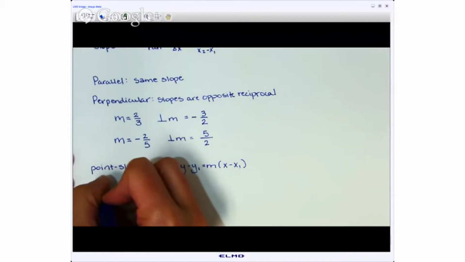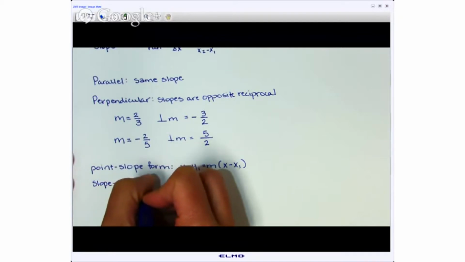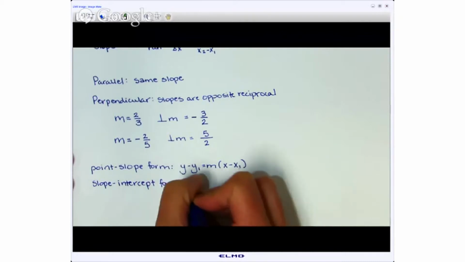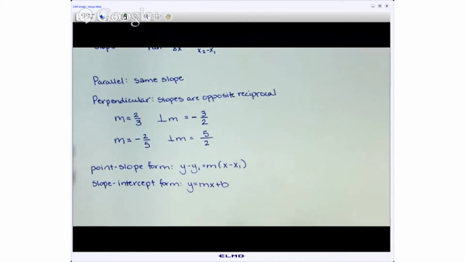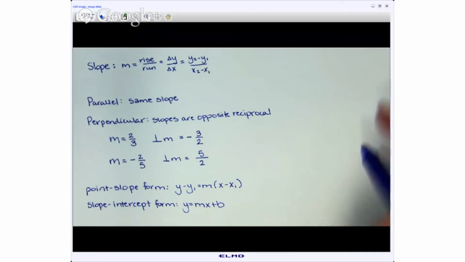We also have slope-intercept form, and this is probably more commonly used. Slope-intercept form is y equals mx plus b. So that's a summary of the 5 key parts that you're going to need to know in order to be successful with your geometry problems related to parallel and perpendicular lines. So now let's look at a couple of examples.